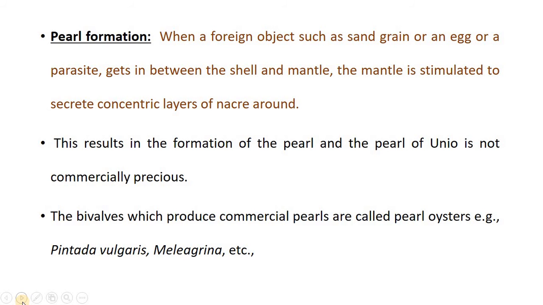Gradually, this results in the formation of the pearl, and the pearl of Unio is not commercially precious. This Unio freshwater mussel also produces pearls, but they are not economically or commercially important. The bivalves which produce commercially important pearls are called pearl oysters. Examples: Pinctada vulgaris and Melagrina. These produce commercially valuable pearls which are used in ornaments, so they are called the pearl oysters.